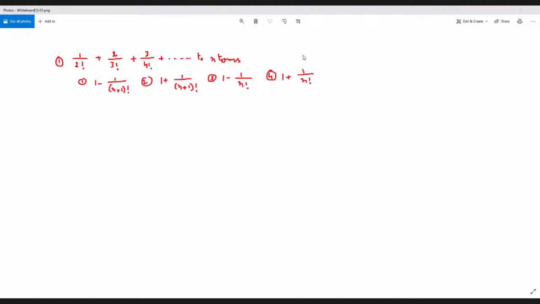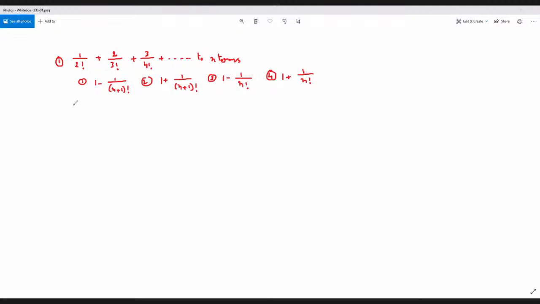Please observe this one. 1 by 2 factorial plus, it is mathematical induction. 1 by 2 factorial plus 2 by 3 factorial plus 3 by 4 factorial plus and so on to n. What about the first term? The first term is 1 by 2 factorial.